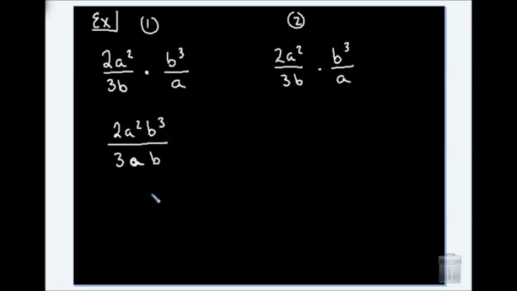Okay. Then I'm going to reduce each section. 2 and 3 don't reduce. I have a squared over a, so I'm going to subtract 2 minus 1. It's 1, and it's on top because the a is bigger. And I'm going to do the same thing here, b to the third over b. That's 3 minus 1, which is 2, and the 3 is on top, so it stays up top.